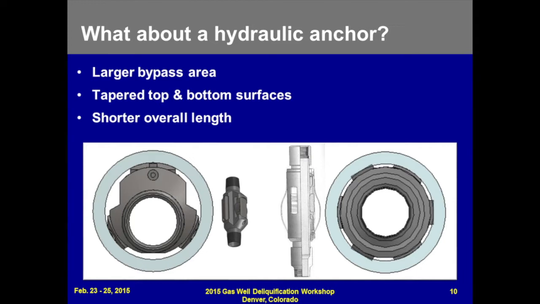So what about a hydraulic tubing anchor? At the time, 4 years ago, we knew that there was a larger bypass area. We also speculated that the tapered top and bottom sections of the hydraulic tubing anchor would allow fluids and gas to pass much more easily. The hydraulic tubing anchor also has a shorter overall length, which is better for passing fluids and gas in general.